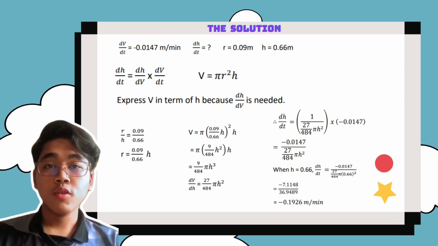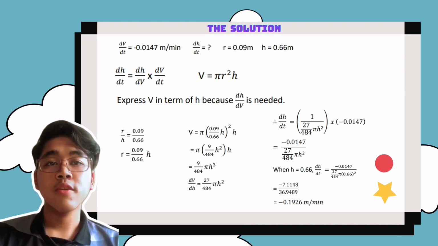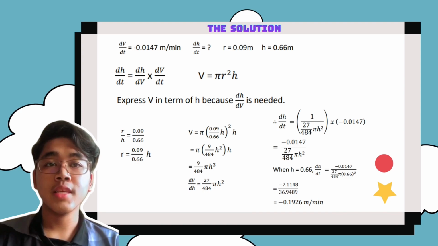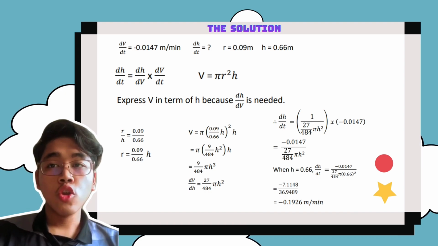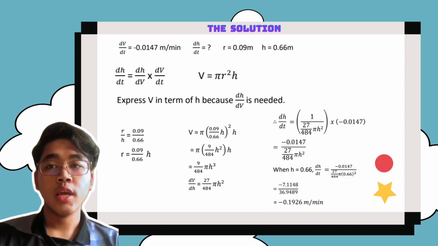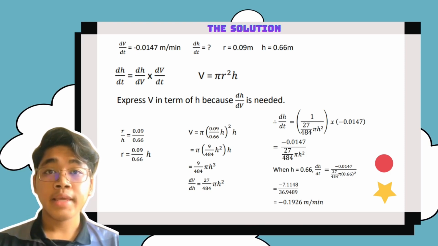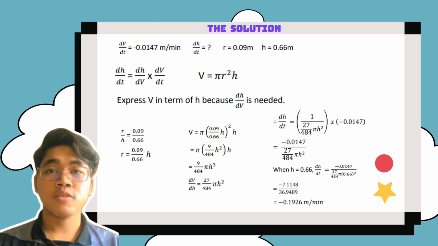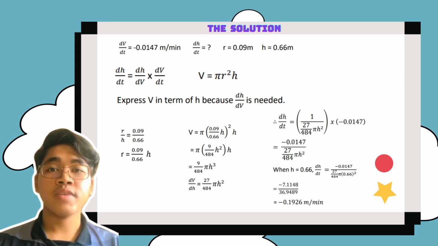The formula that we can use in this question is the chain rule, which represents dh over dt equal to dh over dv times dv over dt. The volume V of the cylinder can be calculated using the formula pi r squared h. In this formula, there are two variables, r and h. So we want to substitute one variable in terms of the other. We can substitute r into h because in the chain rule, we need dh over dv. So we can express v in terms of h.